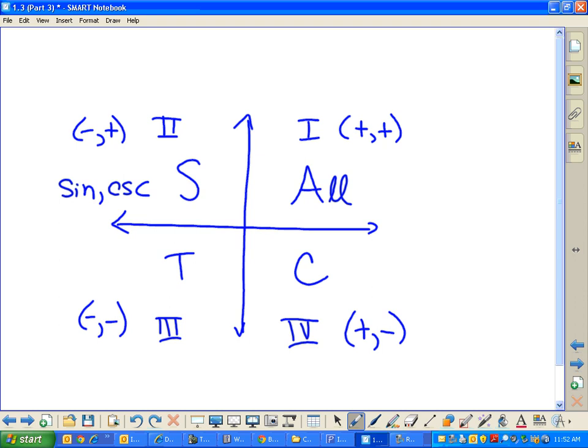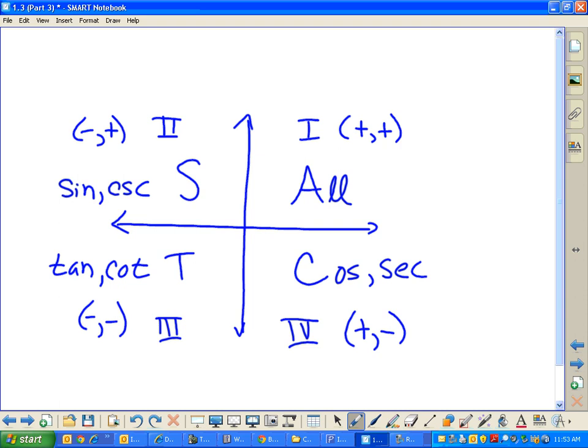All students take. T stands for tangent. In quadrant 3, tangent's positive because you're dividing a negative by a negative. Negative y over negative x, that's positive. So functions associated with tangent, in other words, tangent and cotangent, are positive in quadrant 3. And lastly, in quadrant 4, notice your x values are positive. Since your x values are positive and cosine is x, all of your functions associated with cosine, what I mean by all is cosine and secant, are then positive in quadrant 4.